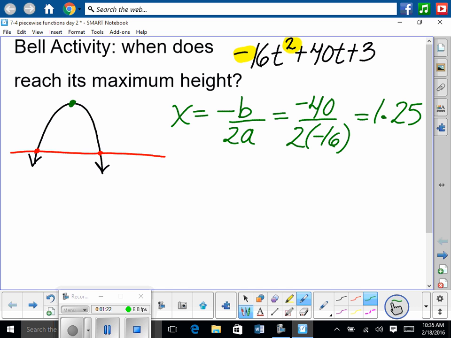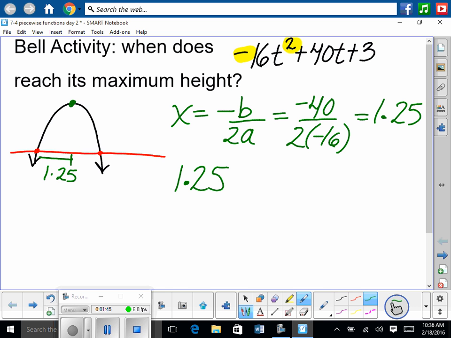So now think about it. That's x, right? So from here to here is 1.25. Now read the question. When does it reach its maximum height? Not where, but when. Isn't this time? The bottom. Guys, this is time, right? So isn't that after 1.25 seconds that it reaches its maximum height? So you'd say 1.25. That's when it reaches its maximum height.